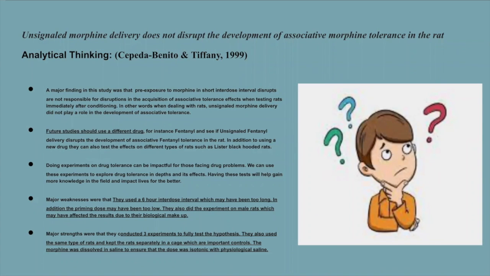They used a 6-hour interdose interval, which may have been too long, in addition to the priming dose, which may have been too low. They also experimented on male rats, which may have affected the results due to their biological makeup. So these are some weaknesses, and some strengths are they conducted 3 experiments to fully test the hypothesis. They also used the same type of rats and kept the rats separately in the cage, which are important controls. The morphine was dissolved in saline to ensure the dose was isotonic with physiological saline.